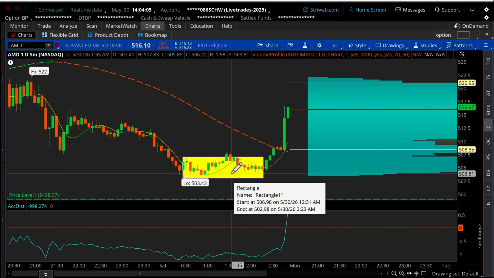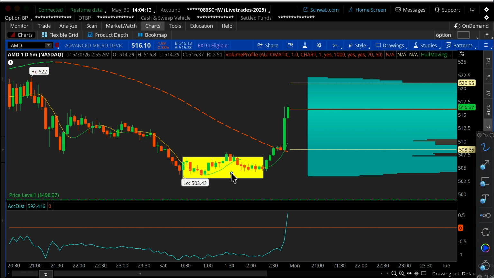Why would you take all those trades? You're literally getting chewed up with commission fees and chewed up by the algorithms. You want to wait. There's your volatility box. You want to sit there and wait for that breakout or that breakdown.